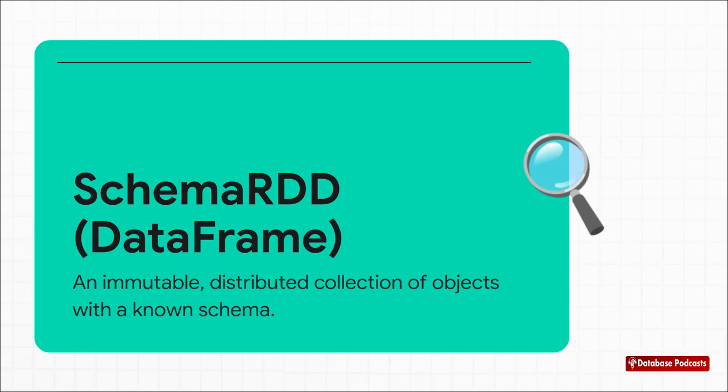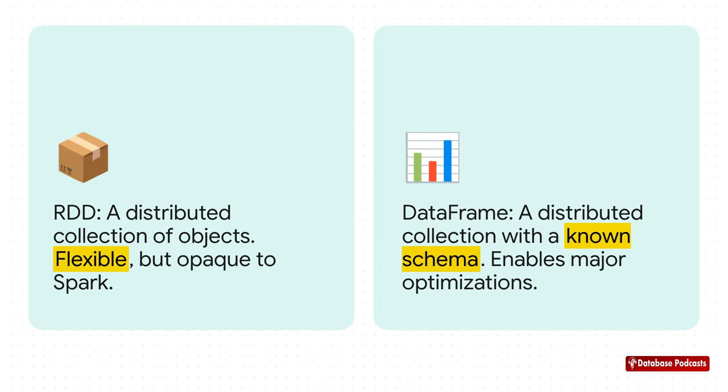Now, it was originally called a SchemaRDD, and that name actually tells you everything you need to know. It's just like a standard Spark RDD, this unchangeable distributed collection of stuff, but with one absolutely critical addition, a schema. It knows the column names, it knows the data types, it actually understands the structure of your data. And that one difference changes everything. A regular RDD is flexible, sure, but to Spark, it's basically a black box. It has no idea what's inside. A DataFrame, on the other hand, is like giving Spark the blueprint to your data. And because it has that blueprint, it can perform these incredible optimizations under the hood, making your queries run dramatically faster.